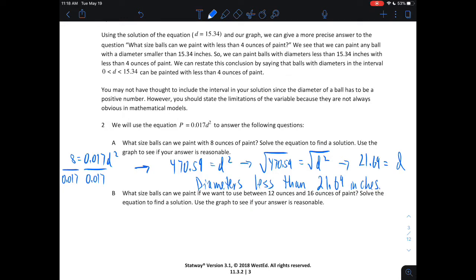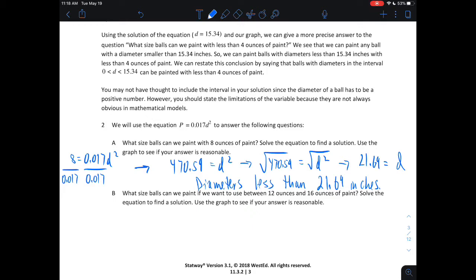Part B, what size balls can we paint if we want to use between 12 ounces and 16 ounces of paint? Solve the equation to find a solution. So now we have between 12 and 16 ounces of paint. What diameters can work? So you're essentially doing the same thing we did before, but you're going to find the diameter that works with 12 ounces and the diameter that works with 16 ounces. And then that gives you an interval for the diameters.